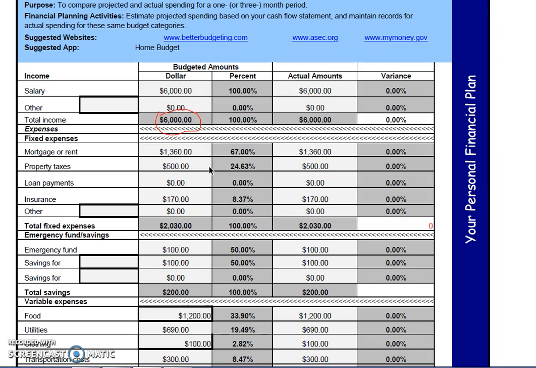Now, what you'll be working on throughout the course is creating a personal budget that's realistic in comparison to your income. So that's really what I was looking for.